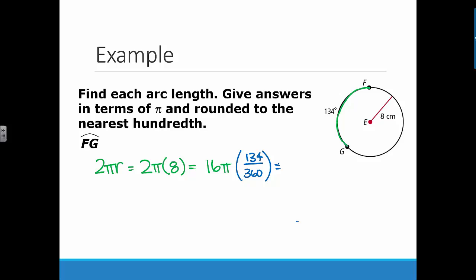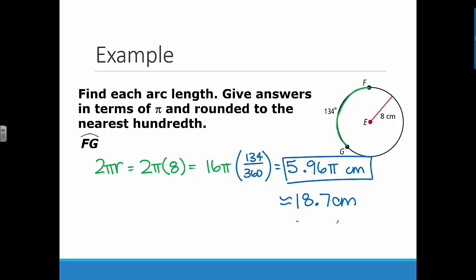So because we have to give this in terms of pi, let's multiply 16 times 134 and then divide by 360. And you end up with 5.96 pi centimeters, since it's a distance. And then to the nearest hundredth, all we would have to do is multiply that by pi, and we get about 18.7 centimeters is how long that is.